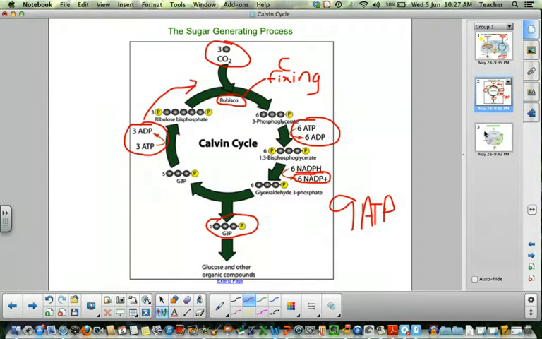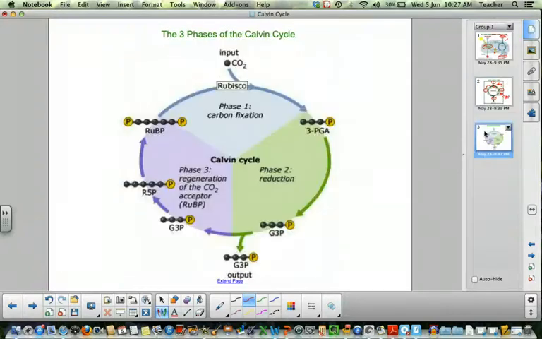Let's get into a discussion now a little bit more about specifically how you can break this process down. There are essentially 3 parts or phases to the Calvin cycle. And you can see them quite nicely labeled here. Phase 1 is carbon fixation. As I said, carbon fixation is where Rubisco helps take the carbons in the carbon dioxide and stick them together.